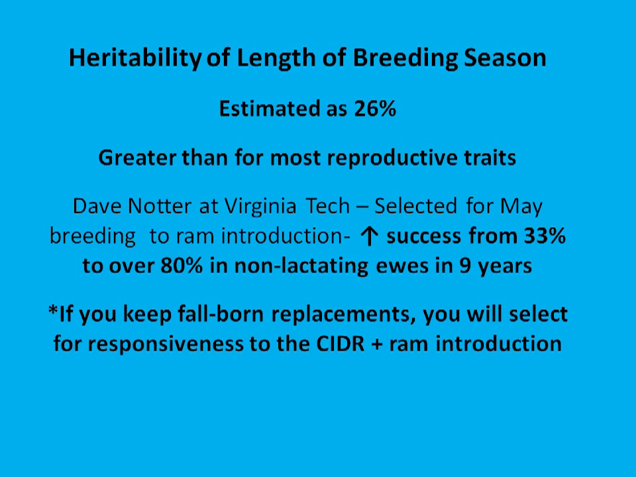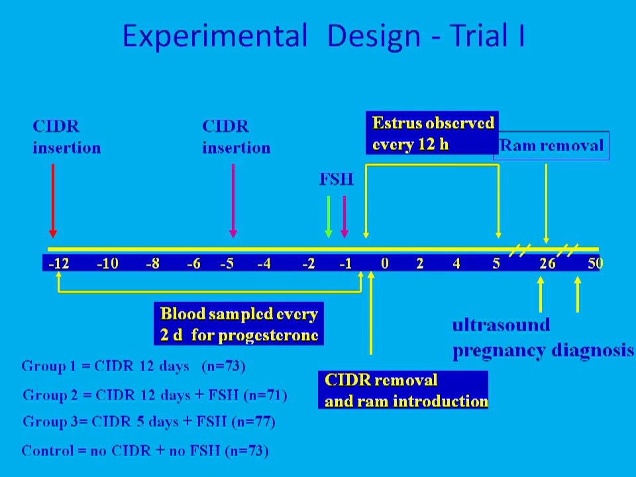So now I'll show you these experiments that we did. And this is the basic experimental design that we used. We put those CIDRs in for 12 days, fitting with what we knew from the breeding season. But we said, maybe there's going to be a problem because those CIDRs were developed for the smaller Romney sheep in New Zealand, with these big Suffolks that we have in this country. So maybe we should see what happens if we gave the treatment for a shorter period of time.